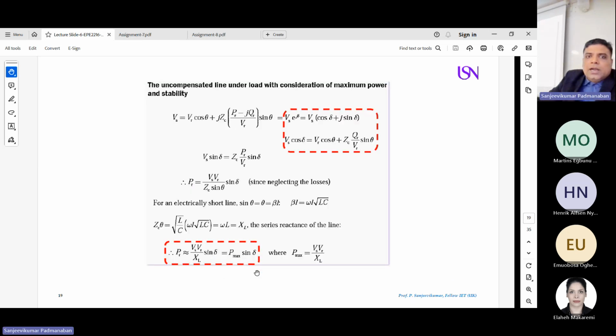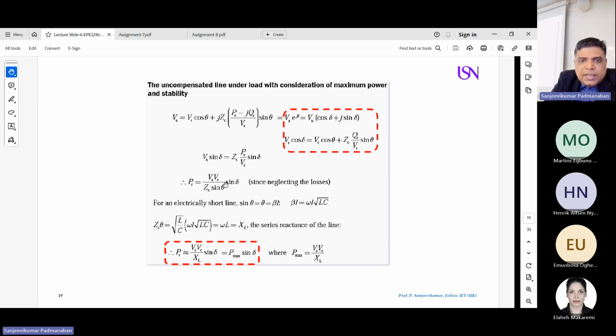Then I'm going to look at the uncompensated line under load with consideration of maximum power and stability. So what is the maximum stability, and how can I look at the power? In order to calculate the sending end power, the sending end voltage is given by Vs into cos delta plus sine delta. This delta is the torque angle or power angle of your synchronous machine, by adjusting which we can calculate. Of course, this formula can be represented like this: Vs cos delta is equal to Vr cos theta plus Zc into Qr by Vr into sine theta. So this is another way of representing this.